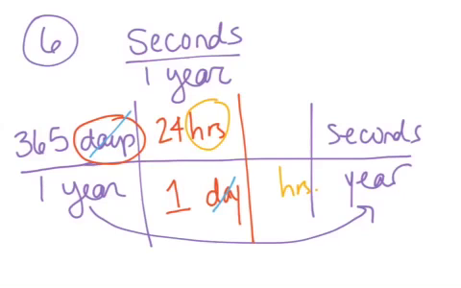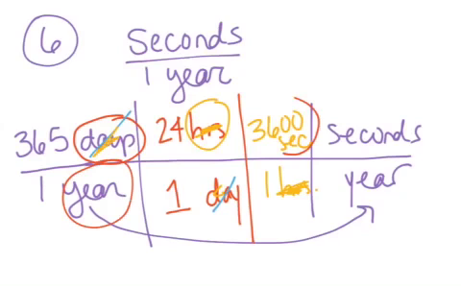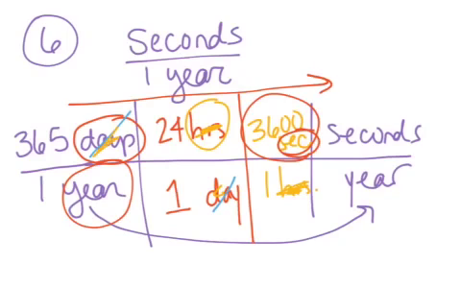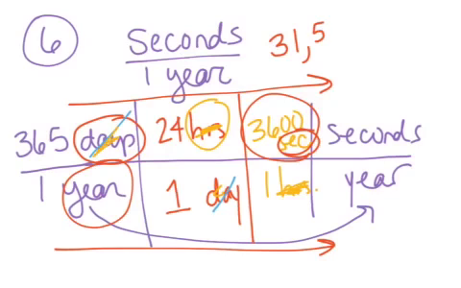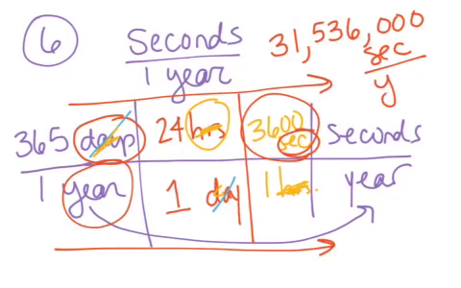So how many seconds are in an hour? 3,600. 3,600 seconds are in 1 hour. So my hours cancel, days, and I'm left with seconds per year. Now I just multiply everything across the top and everything across the bottom, and this is going to be my answer. And that's seconds per year.